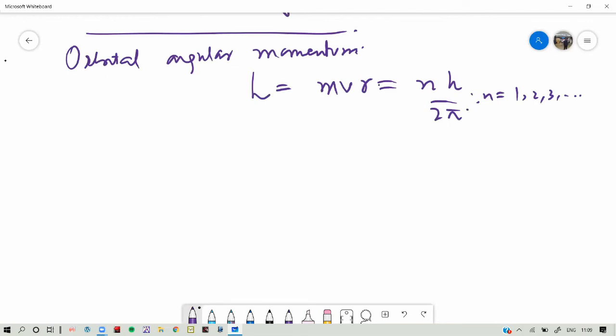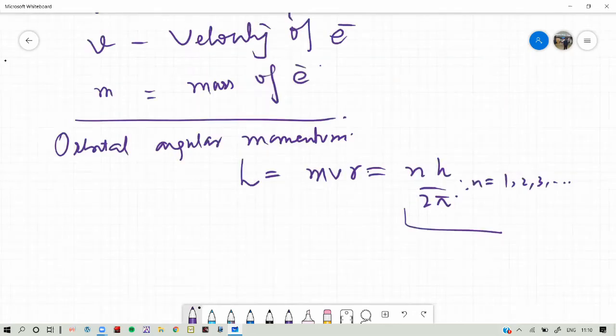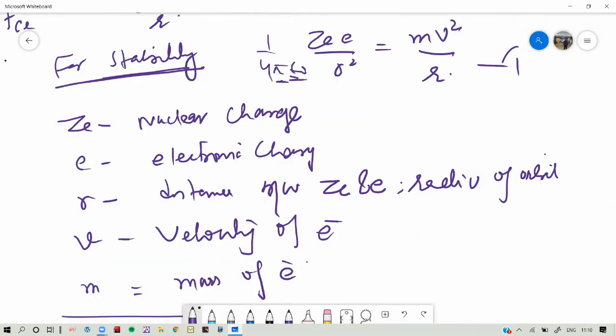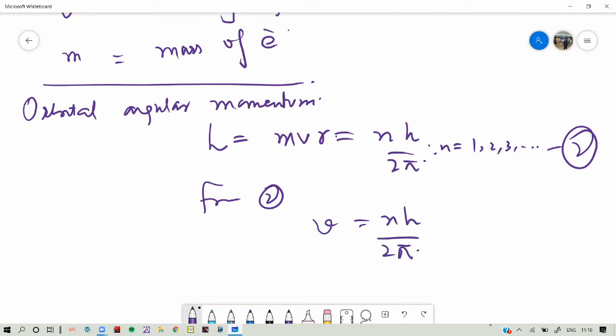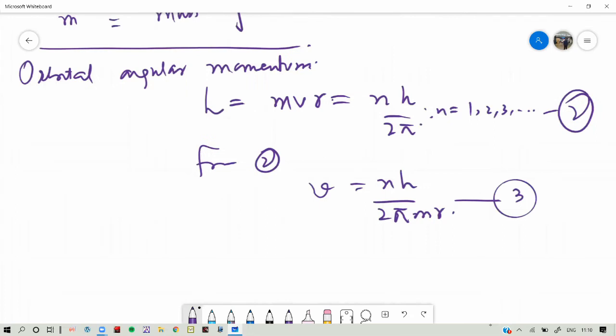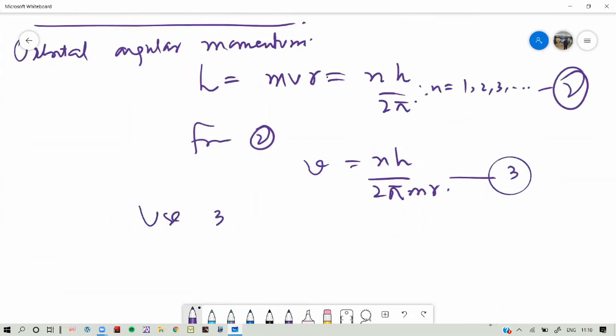From these two equations, let this be first and let this be second. From the second, we can find the velocity of the electron in the nth orbit, v = nh/2πmr. You can use this value, let it be third. We will use this third in the first to get the radius of the orbit.